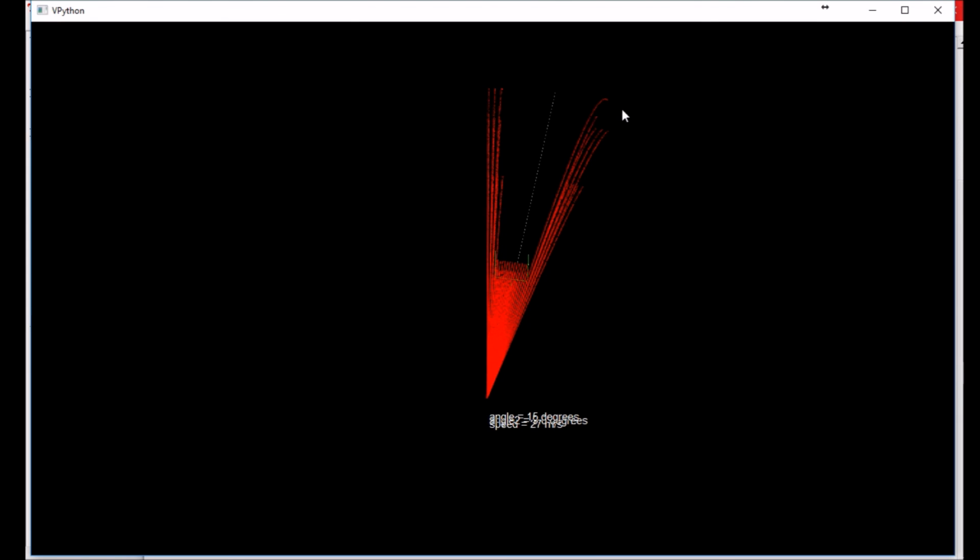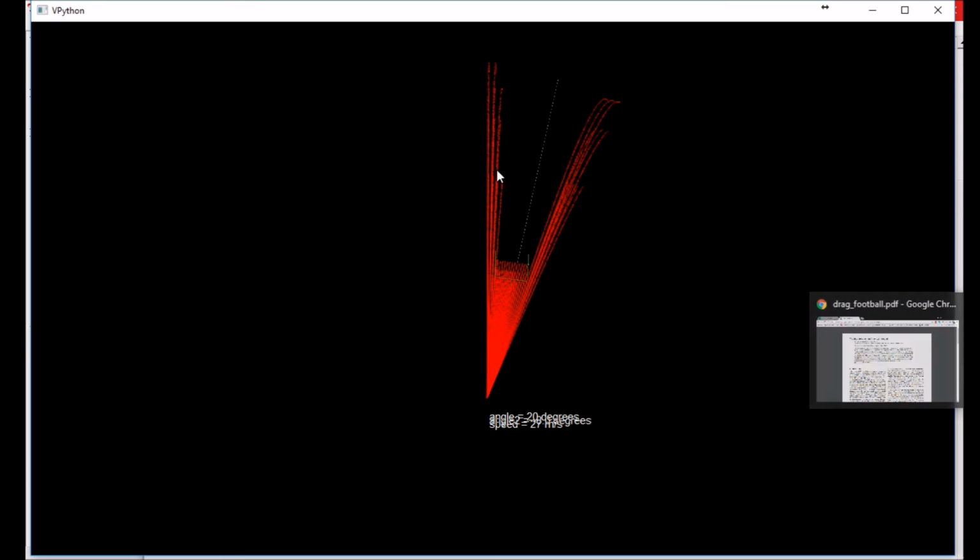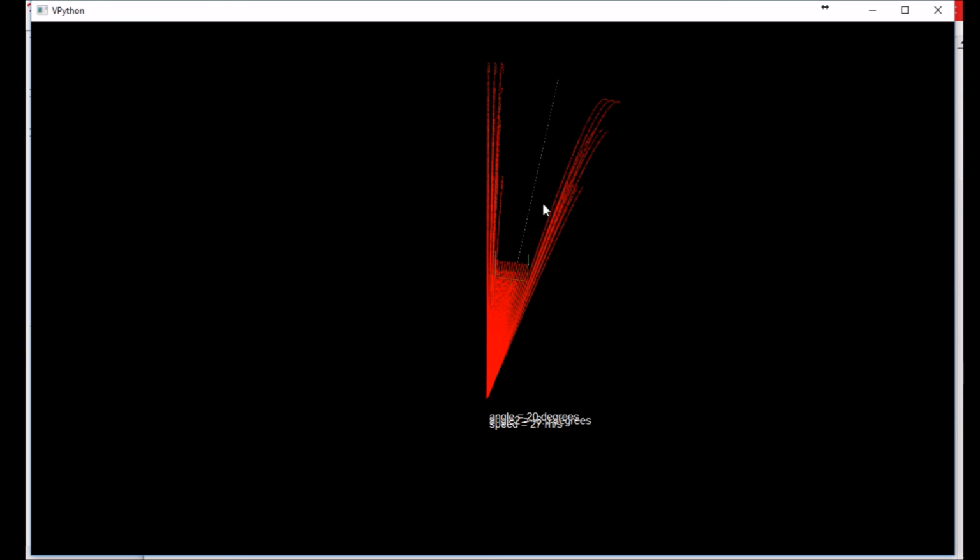But anyway, we have added in our drag force. So what we are going to do next time is start adding in a crosswind to this thing. So this was assuming that there was no wind present. Next time we're going to add in some wind. So that'll be a lot of fun.